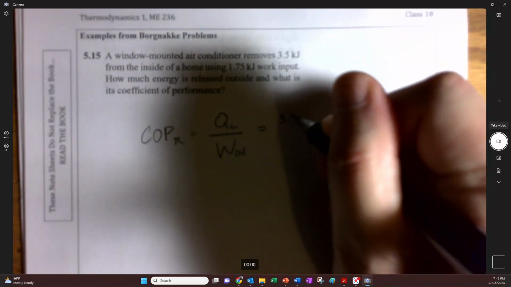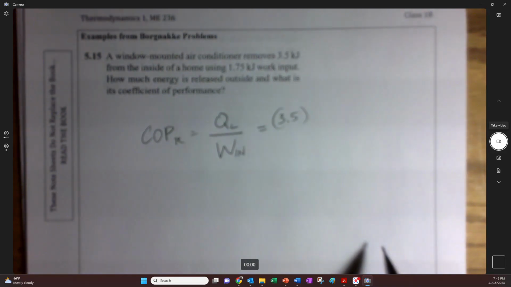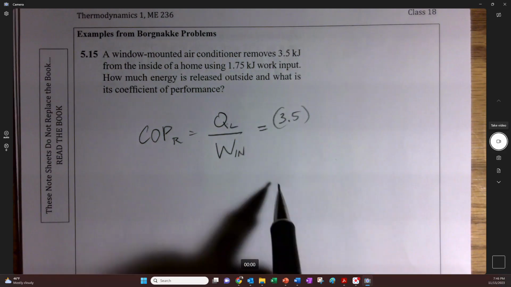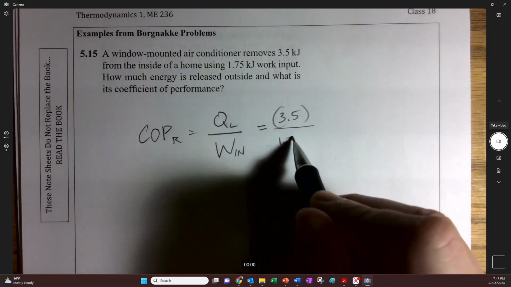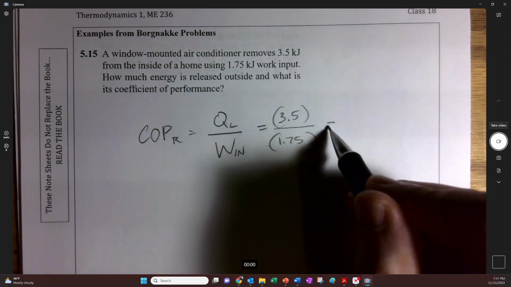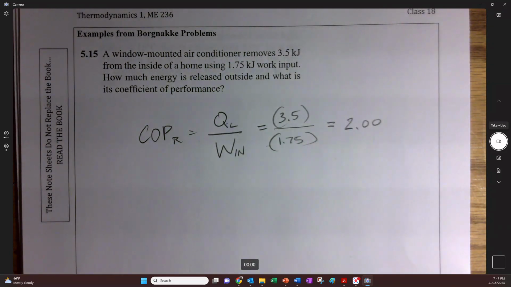So 3.5. These are kilojoules, so it's a certain amount of heat, not a heat rate. And this is 1.75, right? So we get an exciting 2 as our coefficient of performance.